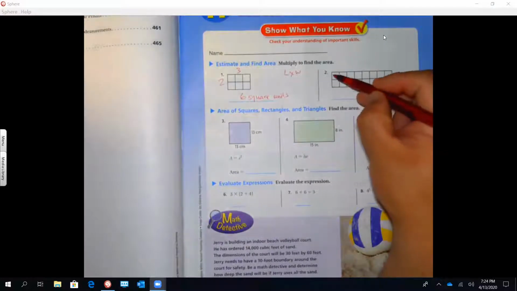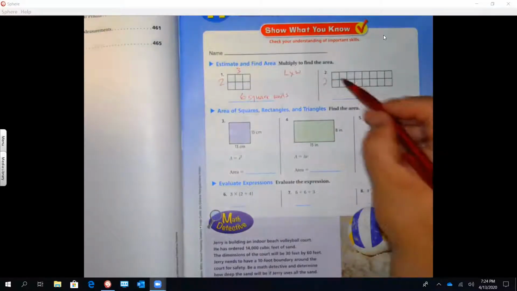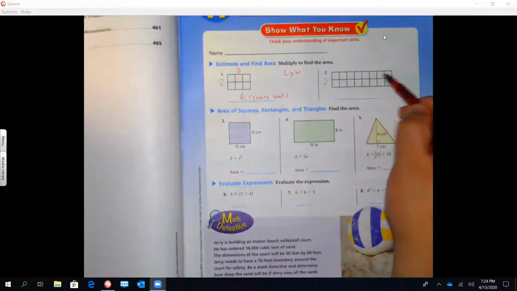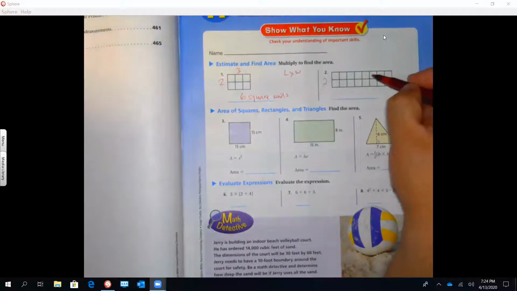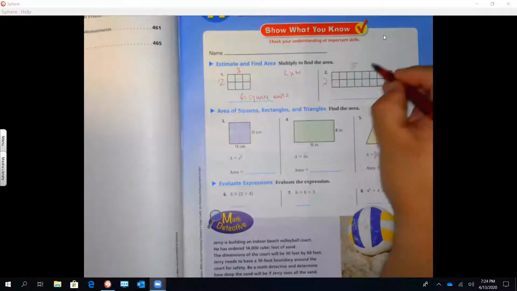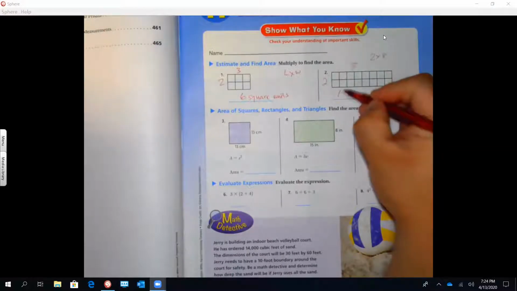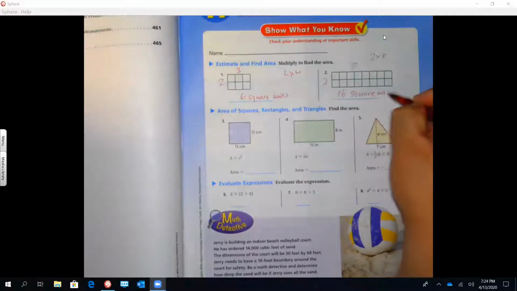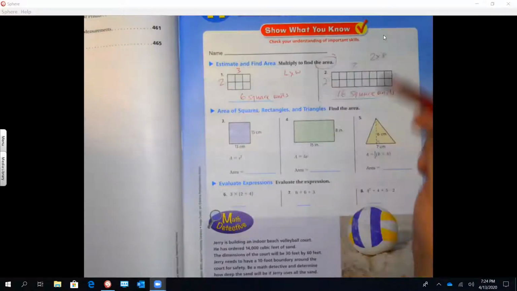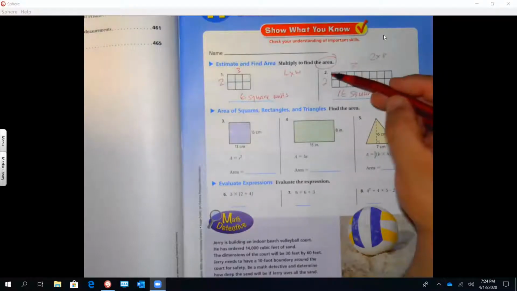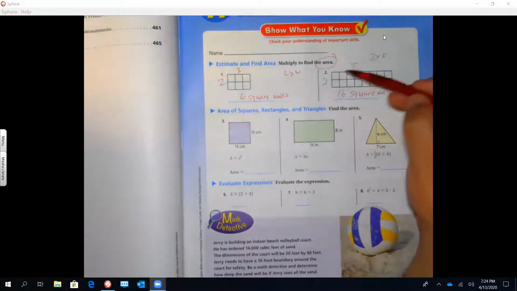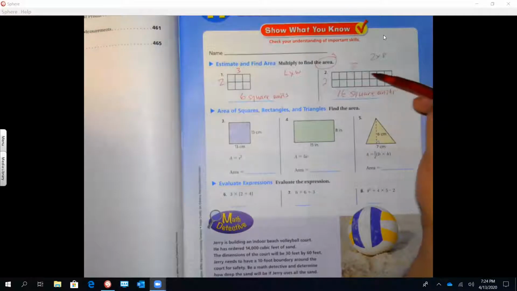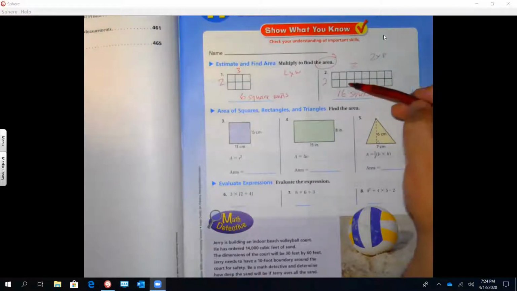Now look at this one here. How many is this? 1, 2. Let's count 1, 2, 3, 4, 5, 6, 7, 8. 8 units. 2 times 8 equals 16 square units. Remember, try to find the area. Area is how much it takes up. You can count 1, 2, 3, 4, 5, 6, 7, 8, 9, 10, 11, 12, 13, 14, 15, 16.